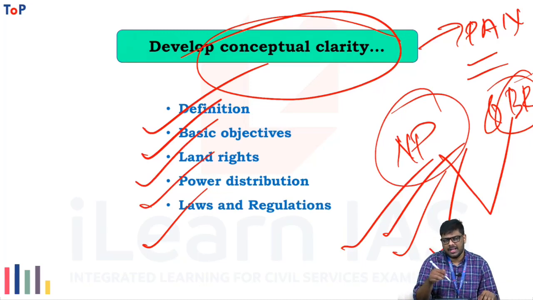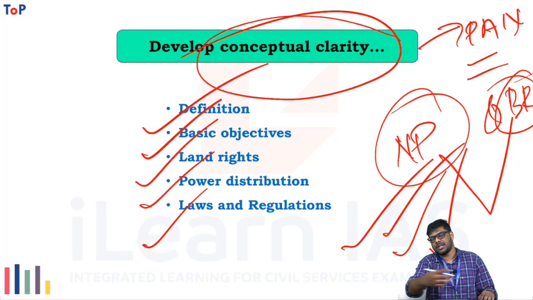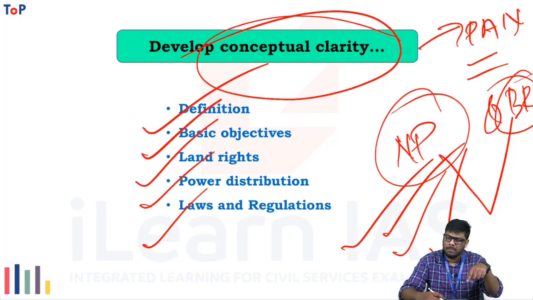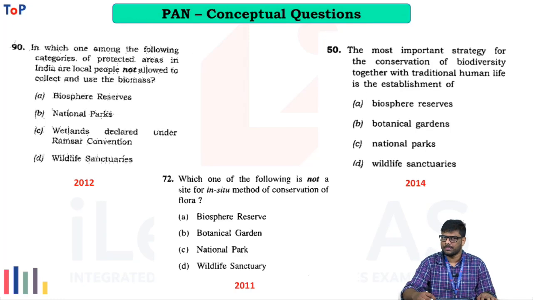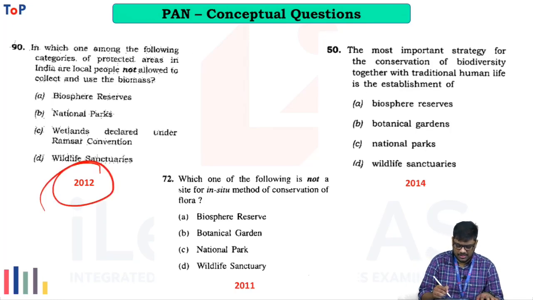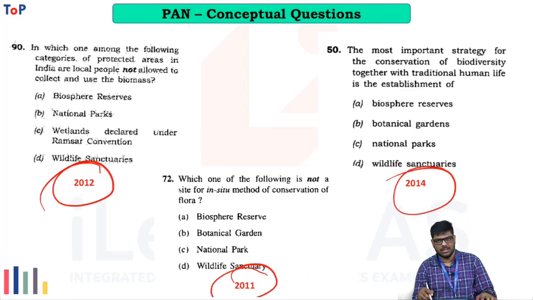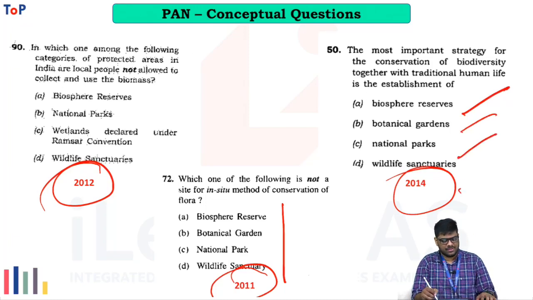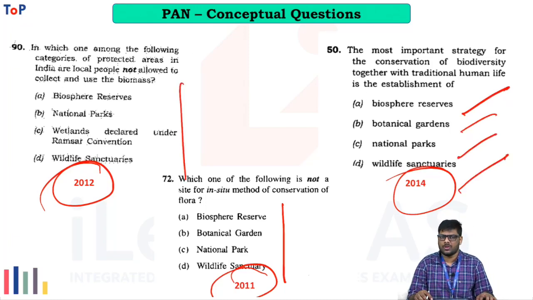So these kinds of ideas should be known to every student before getting into the factual data, because this is highly important. UPSC can ask questions based on basics and fundamentals, like these three questions. Look at these three questions asked in 2011, 12 and 13. Options were all the same, right? Biosphere reserve, botanical garden, national park and wildlife sanctuary. Here also the options are all the same. The only difference is the concept.